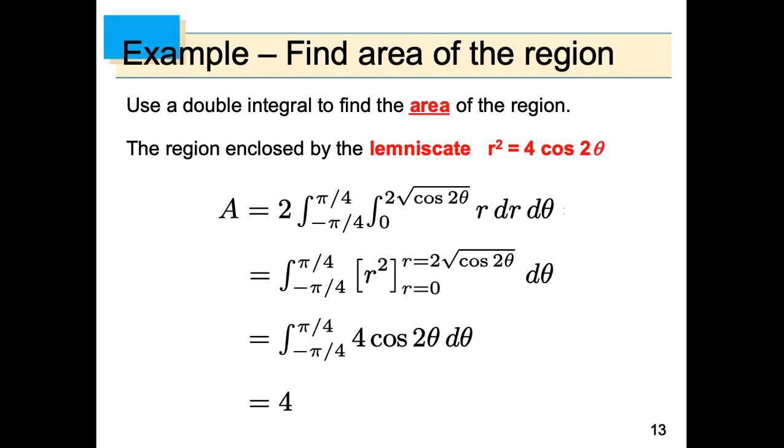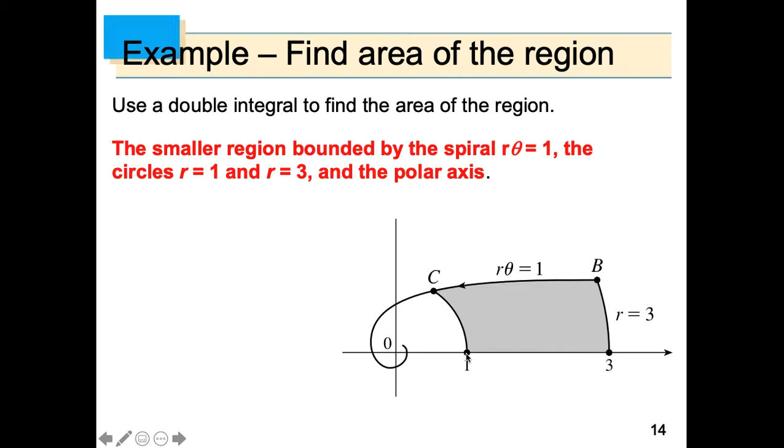Let's go ahead and try another one. For this next one, I just gave you the region right away, because as I read this description, I want to talk about the region. We're going to graph the smaller region bounded by the spiral r theta equals 1, the circles r equals 1 and r equals 3, and the polar axis.